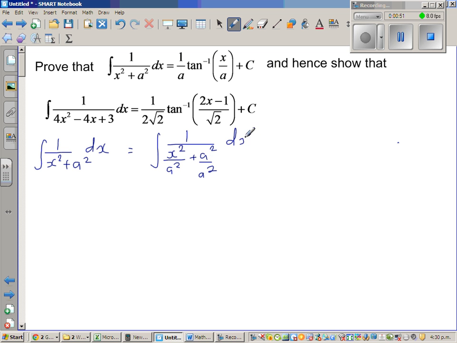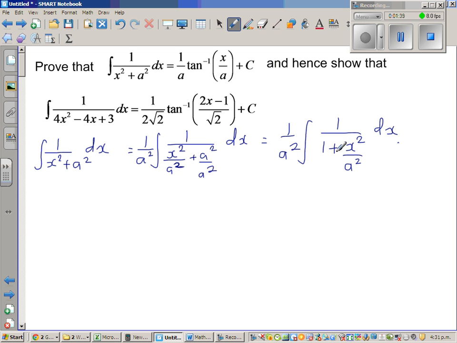Now you can't do this on your own. You are dividing by 1 over a squared. So basically, when you're dividing by 1 over a squared, you're multiplying by a squared. Now to nullify or cancel that, I have to multiply by 1 over a squared. So basically this and this are the same, because when this goes up, you've got an a squared sitting here to cancel with this a squared. So this is nothing but 1 over a squared integration of 1 over 1 plus x squared over a squared dx.